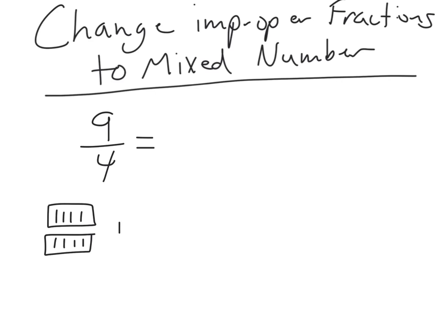How many times is 4 going to go into 9? 4 fits into 9 2 times. We're actually going to divide. So we say 4 fits into 9 2 times, that's our whole number. 2 times 4 is 8. What's left over? 1. And that goes back over the denominator again.